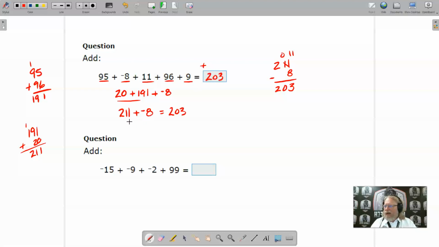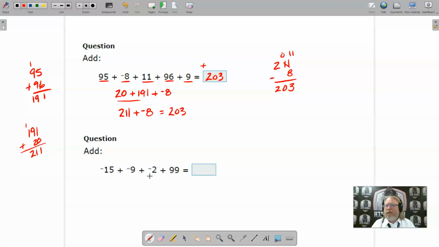And you could have mental mathed that because you realize that if you have 211 and you're adding a -8, it's the same as 211 minus 8. And if we take away 8 from the 11 portion of it, your value is going to be at least 200. So you could think of that as 200, and 11 minus 8 is going to be 3. So 203.